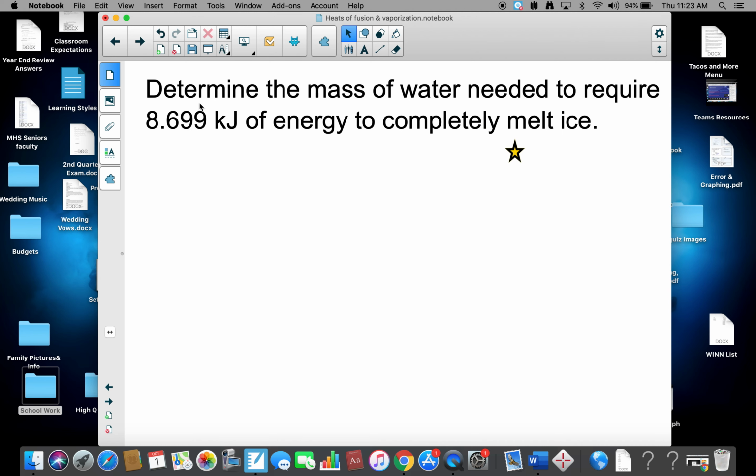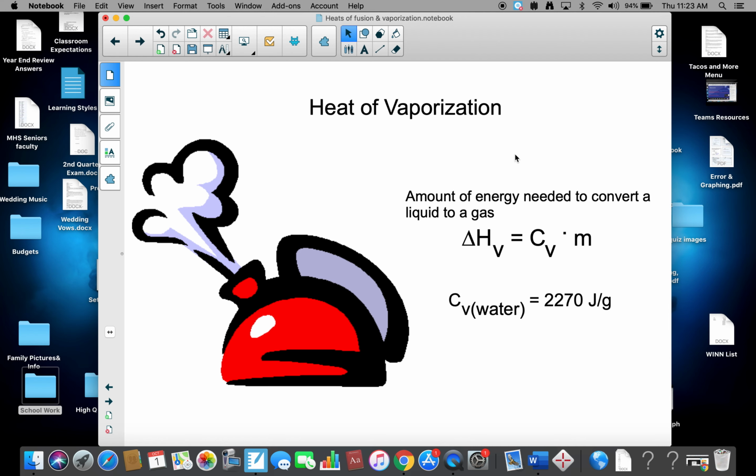Determine the mass of water needed to require 8.699 kilojoules of energy to completely melt the ice. Let's skip on over to the next concept.